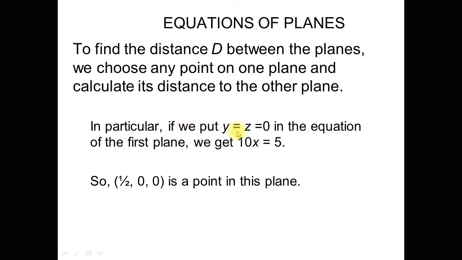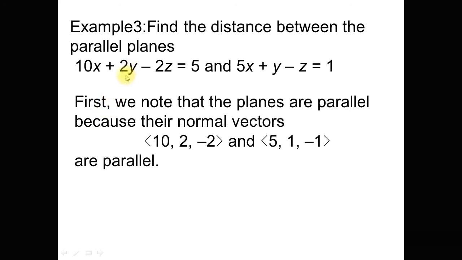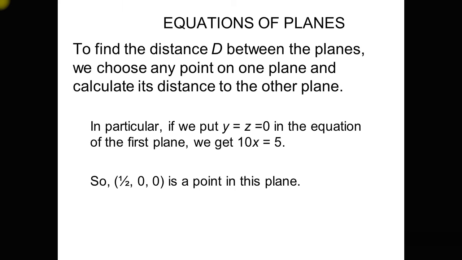if we put y equal to z equal to 0, suppose we put both these variables equal to 0 in the equation of the first plane, we get 10x equal to 5. You see over here, putting y equal to 0 and z equal to 0, we obtain 10x equal to 5. So x is equal to 5 by 10, which means 1 over 2. So the point (1/2, 0, 0) lies on the first plane.